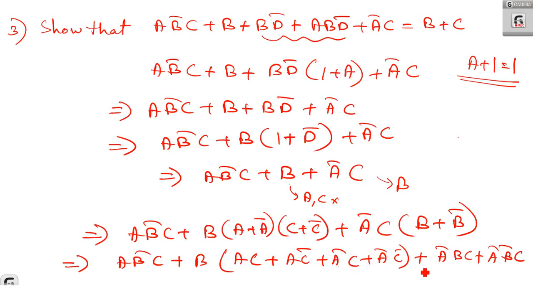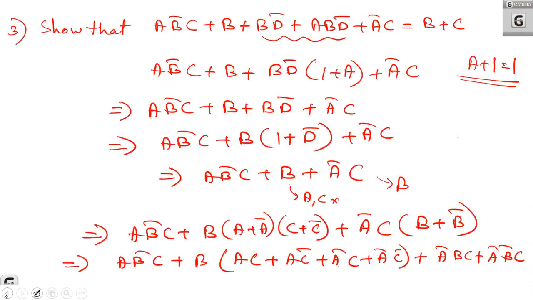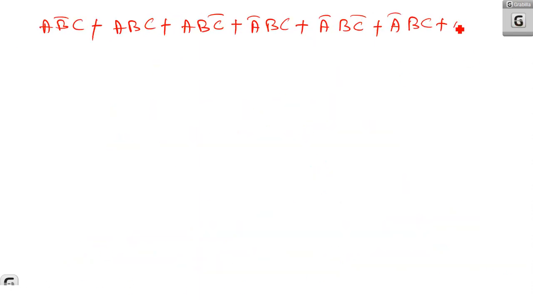So you have got the four terms here, or A bar B C, or A bar B C, or. The last term is A bar B bar C. Is there any way to simplify this? First you check for common terms. A bar B C, A bar B C is common, so you get A bar B C only.